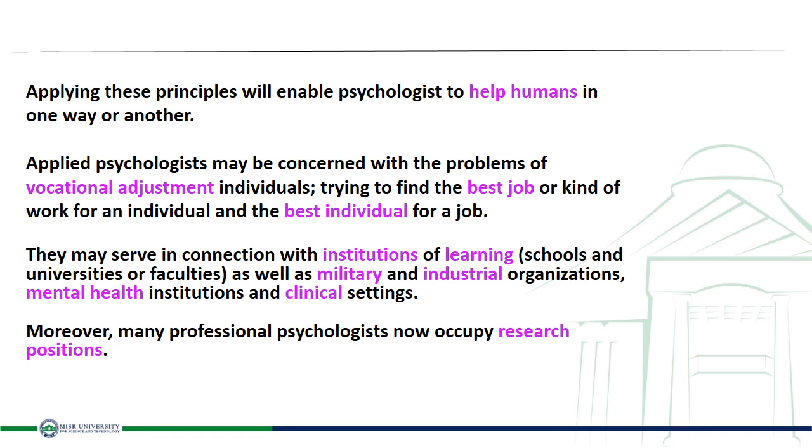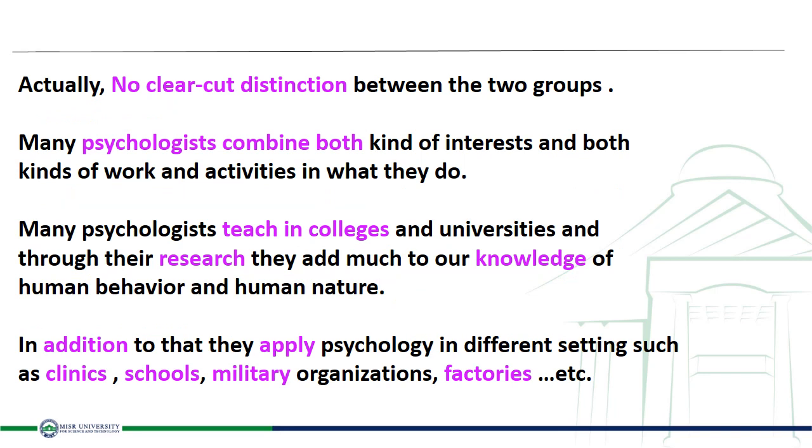So in psychology, we have a profession as well as a science. Finally, we have to say that although we are interested in discovering the applied and the basic psychology, actually there is no clear-cut distinction between the two groups, because many psychologists may combine the two kinds of activities and the two kinds of interests in what they do. For example, many psychologists may teach in colleges and universities, and through their research, they may add much to our knowledge of human behavior and human nature. And in addition to that, they may apply psychology in different settings such as clinics, schools, military organizations, factories, and so on.